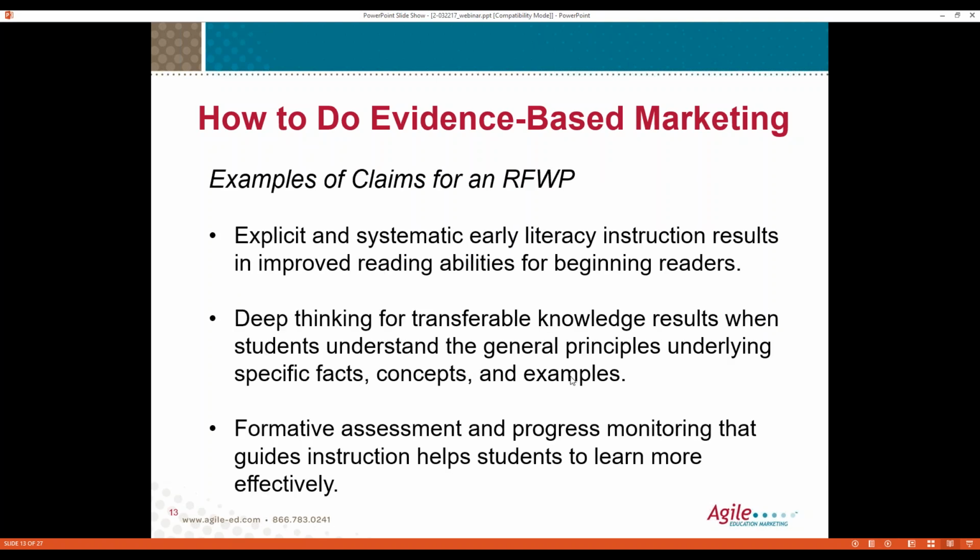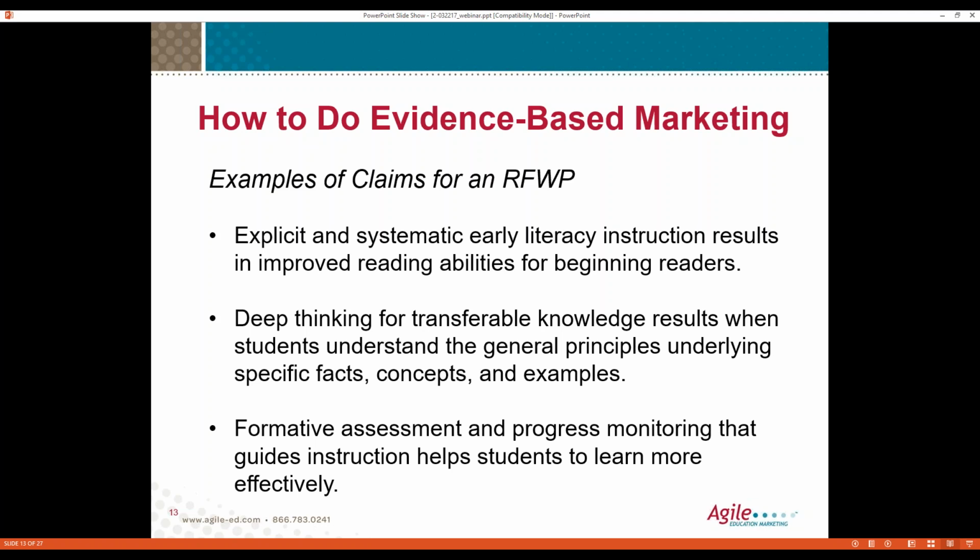So here you see three examples of the kinds of claims you might see in a Research Foundations white paper. And I'll just point out some things about them. A really strong claim ends up being, regardless of the words you use, a kind of if-then statement about instruction and learning. So for example, that first bullet could be translated as, if you provide beginning readers with explicit and systematic early literacy instruction, then their reading abilities will improve.